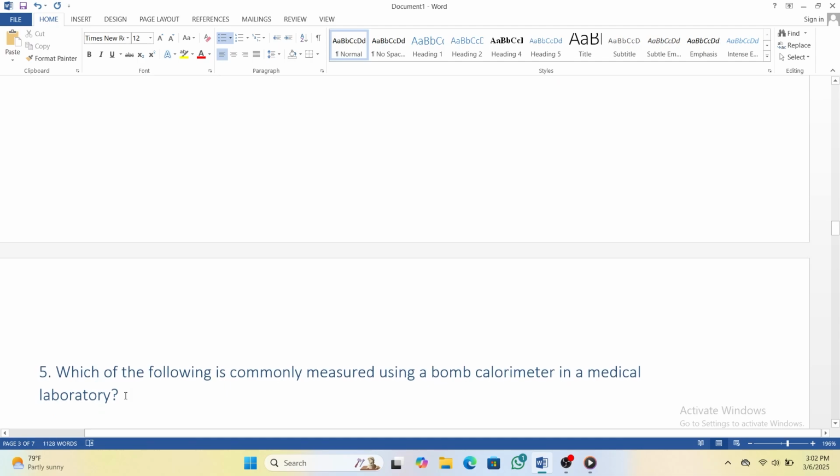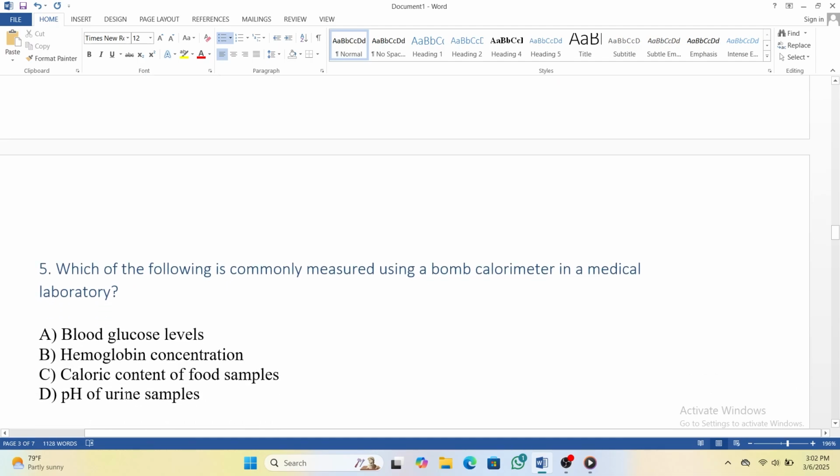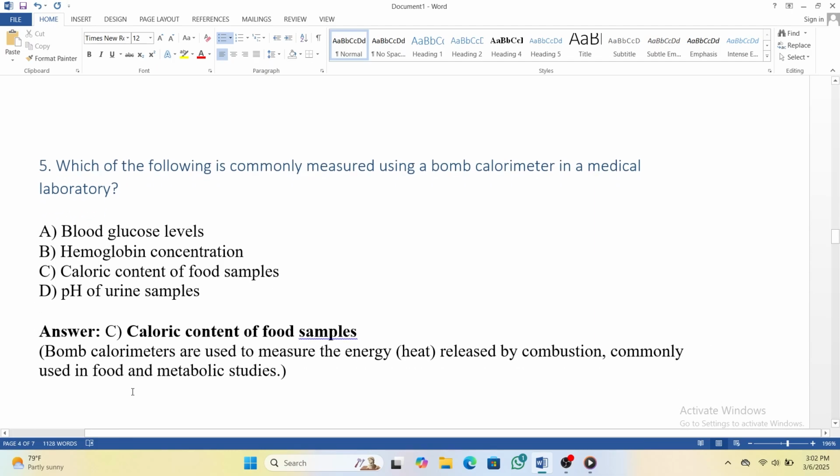5. Which of the following is commonly measured using a bomb calorimeter in a medical laboratory? A. Blood glucose levels. B. Hemoglobin concentration. C. Caloric content of food samples. D. pH of urine samples. Answer: C. Caloric content of food samples. Bomb calorimeters are used to measure the energy, heat, released by combustion, commonly used in food and metabolic studies.